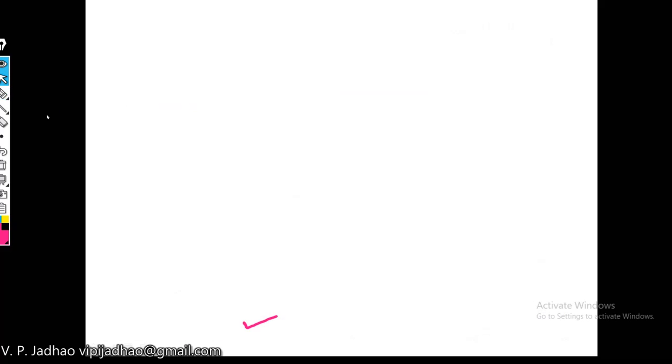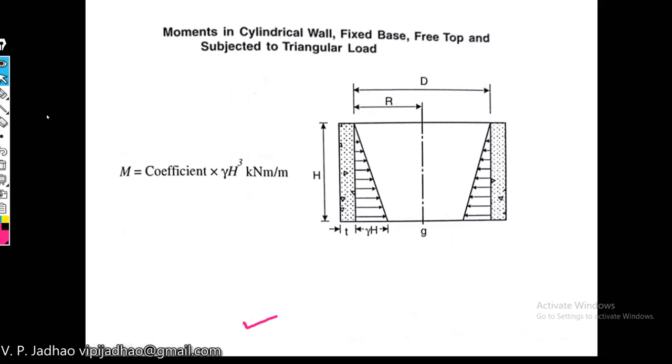Then for calculation of bending moment, the bending moment will be more predominant up to a height of h by 3, or 1 meter, whichever is greater. And bending moment is calculated by using this particular formula: M, bending moment, is equal to coefficient into gamma h cube.